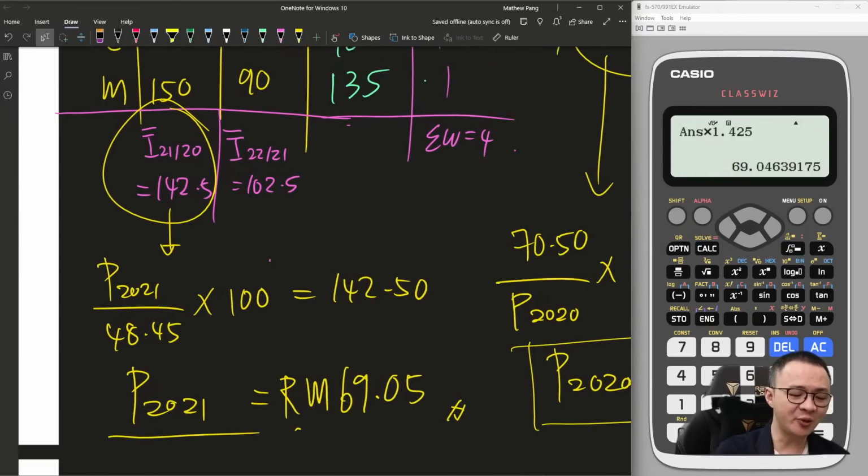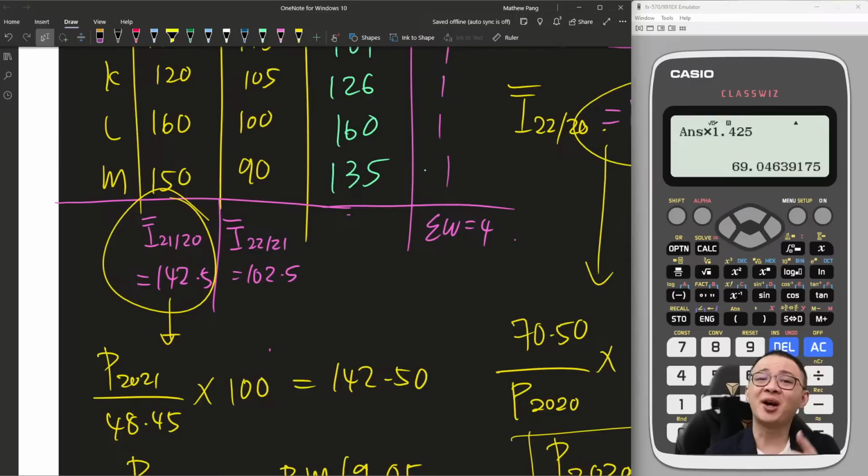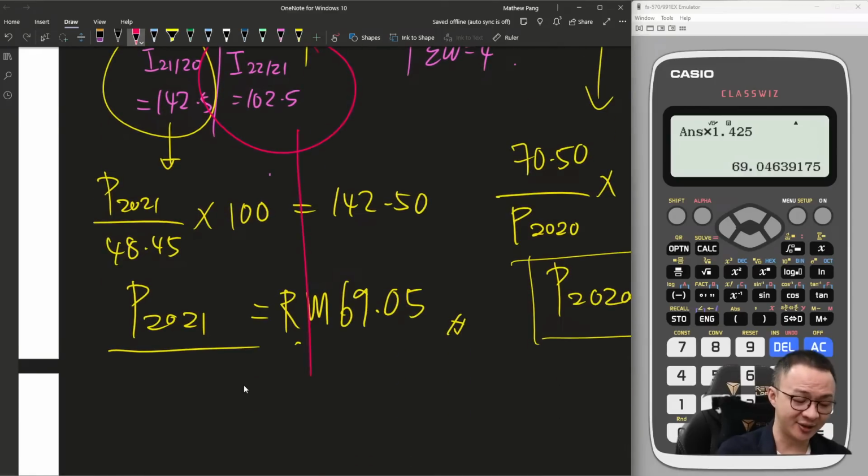But if it doesn't say the word hence, right, I have the price for 2022. I want to find the price for 2021. Definitely, I will just use this one, right? 22/21. It's a lot faster. We don't need to do so much work. So therefore, I definitely use this one to check the answer. So this one tells me what? Price for 2022 over price for 2021 times 100, I will get 102.5, right?